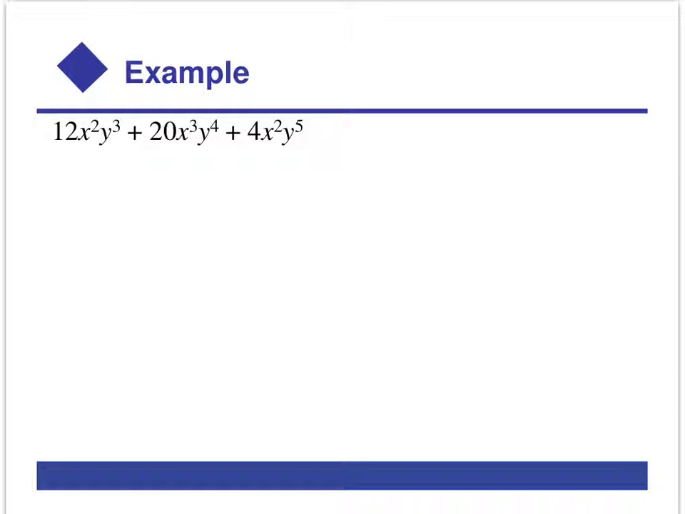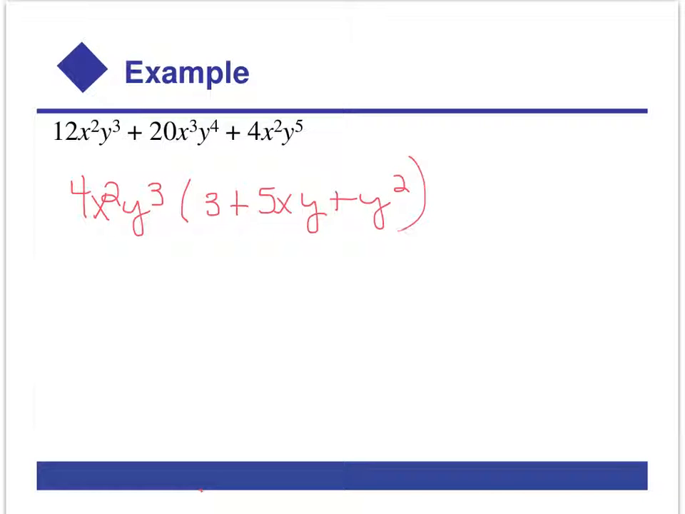So let's look at this one. We have a trinomial. We've got lots of things going on. We've got several variables in there with exponents. So I'm thinking we should be able to factor out something. So let's try 4x squared y to the third. That gives me 3 plus 5xy plus y squared.